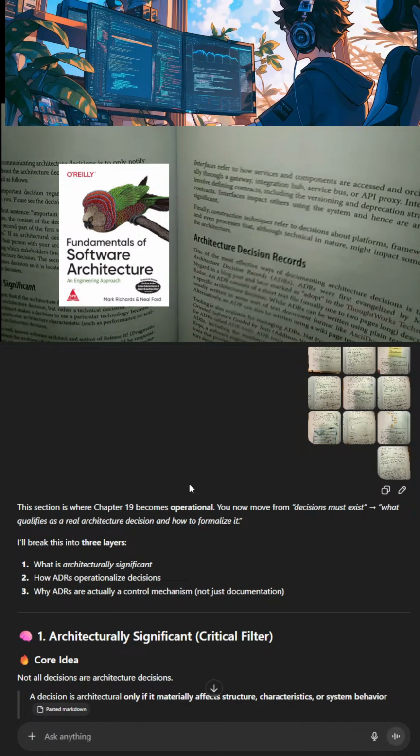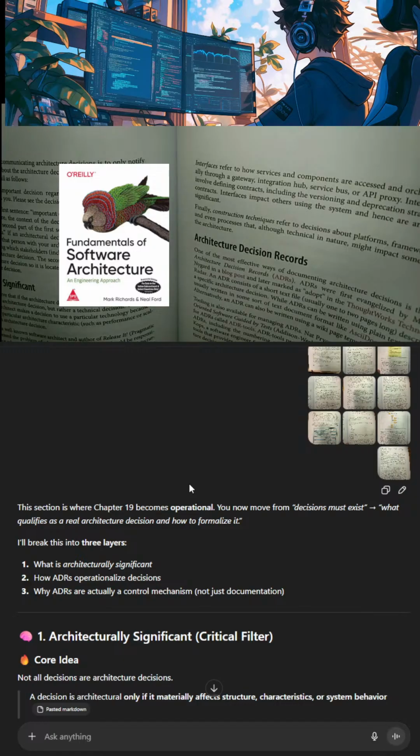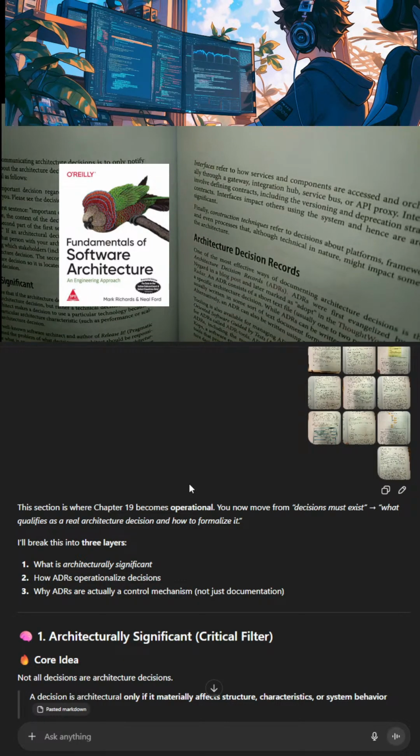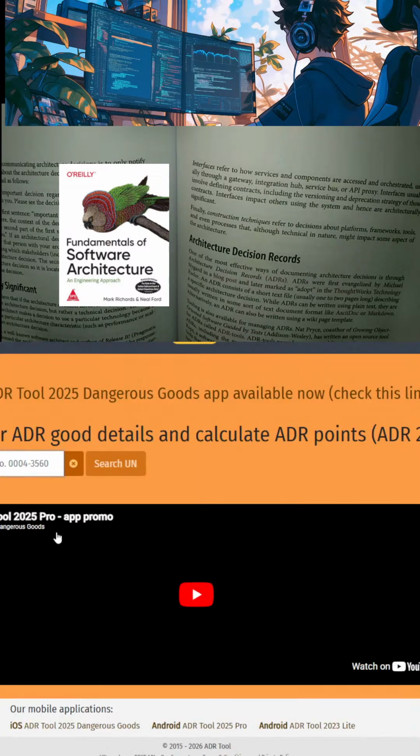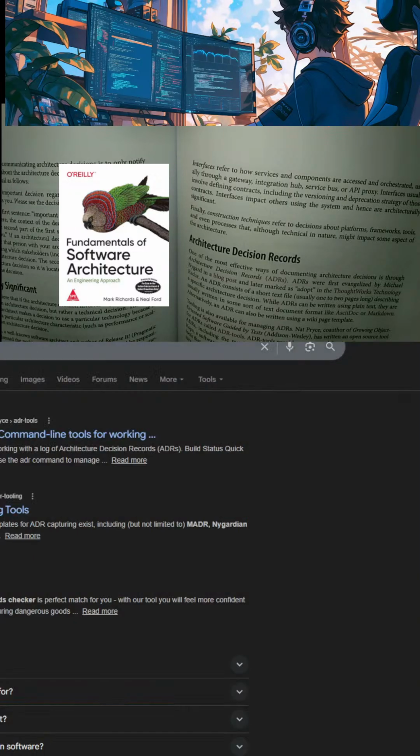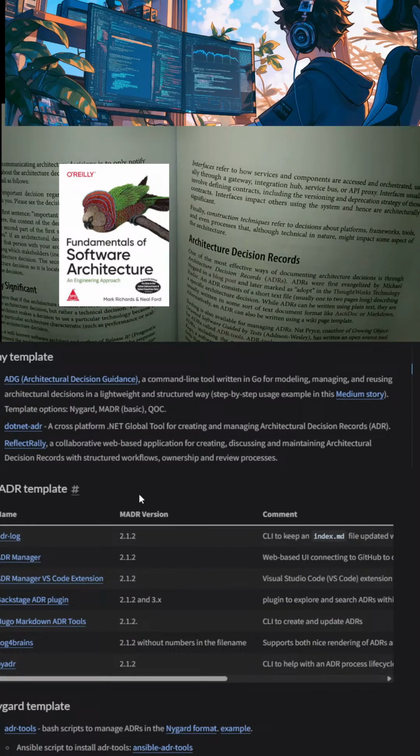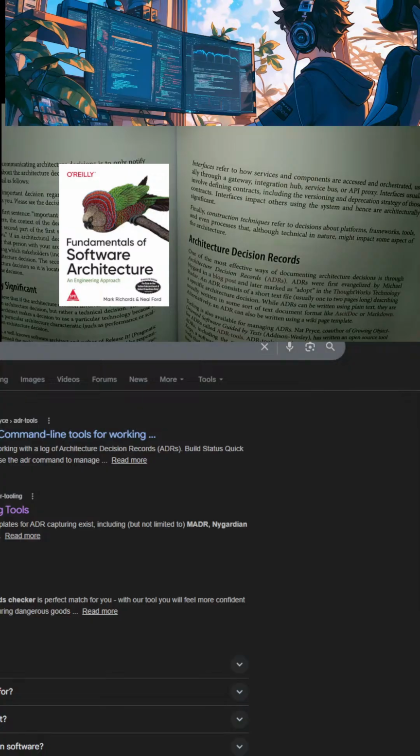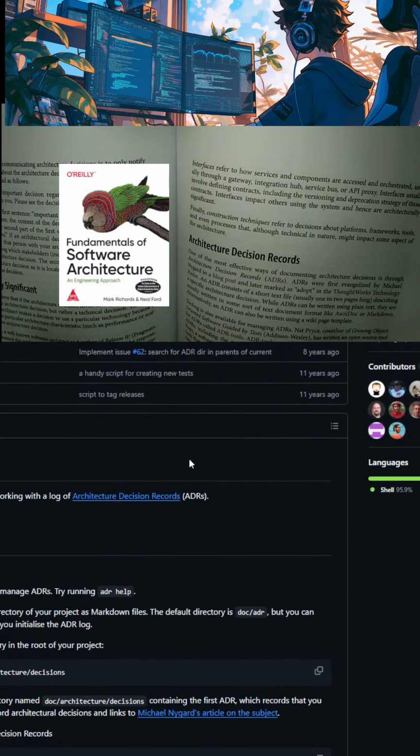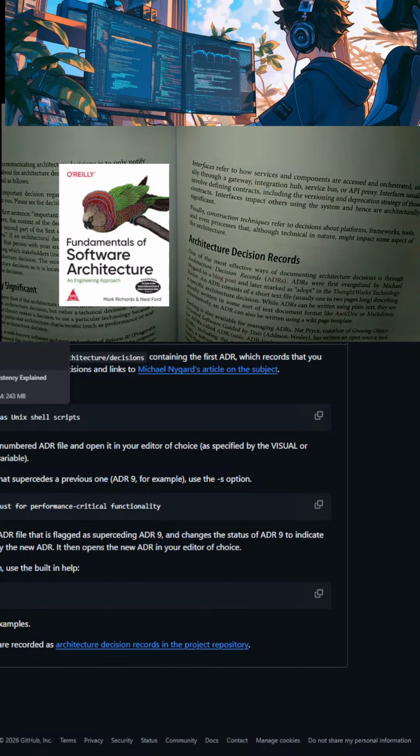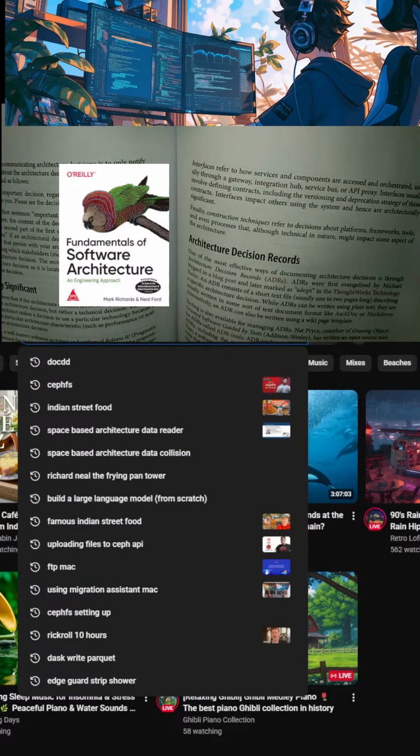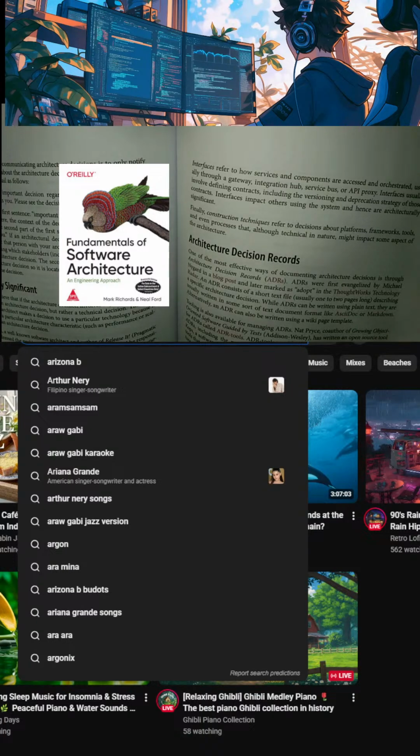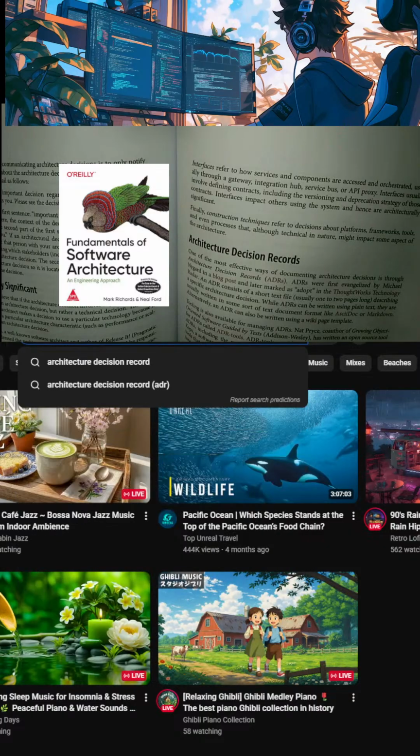Tooling is also available for managing ADRs. Nat Pryce, co-author of Growing Object-Oriented Software Guided by Tests, Addison-Wesley, has written an open source tool called ADR Tools. Let's see. ADR Tools. Okay. Dito. What the hell is that? Paano to? How this one works? Yeah, I'm going to search in YouTube on how this one works. Ito, architecture decision records.